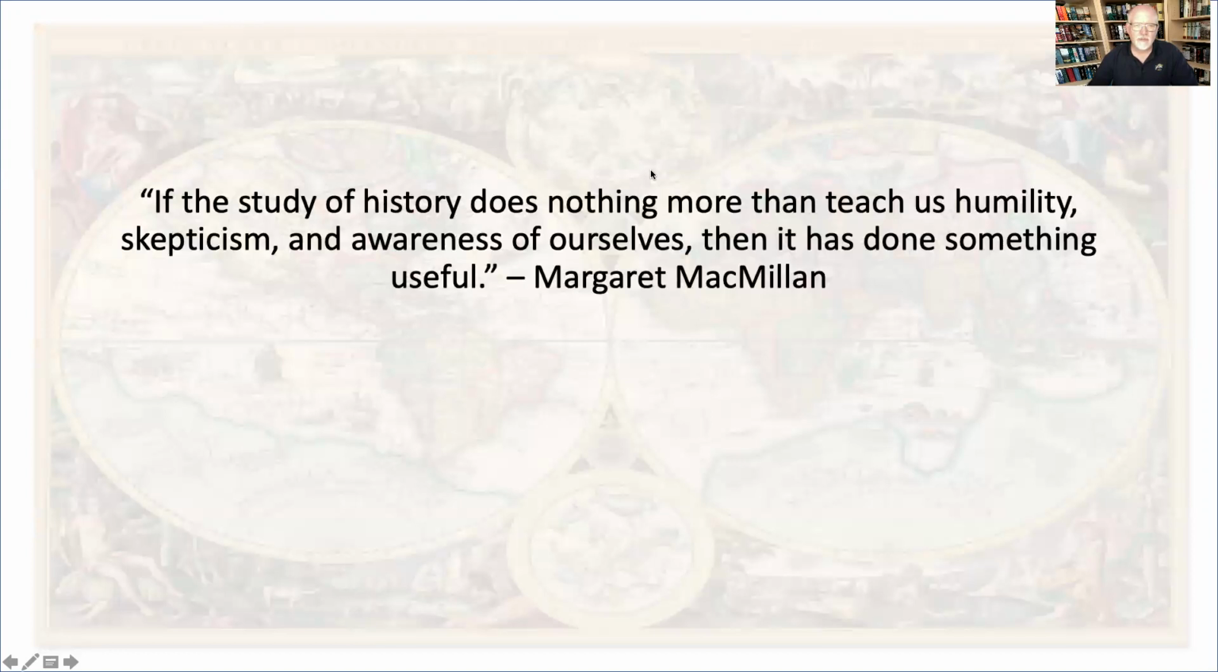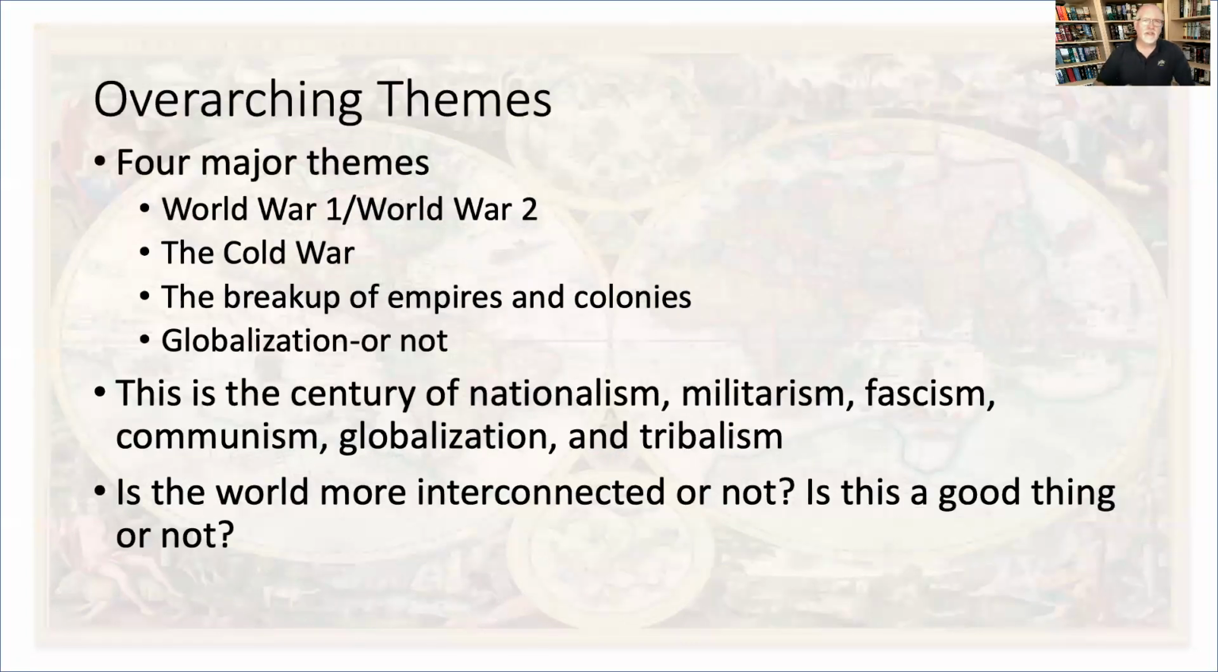Mandatory history quote, just keep in mind that this lesson time period covers only a century. So there's a lot going on here. All right, the overarching themes, let's just be real. This century, of course, is dominated by the two world wars, World War I, World War II, and of course the attendant Cold War, the breakup of empires and colonies, and finally globalization or not. This is the century of all the isms: nationalism, militarism, fascism, communism, globalization, and tribalism. Okay, mostly isms, but you know what I mean.